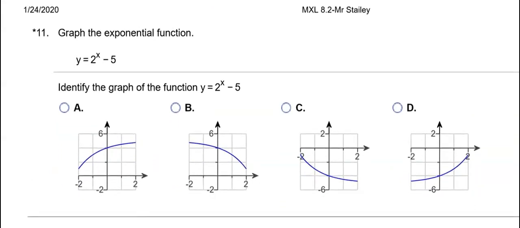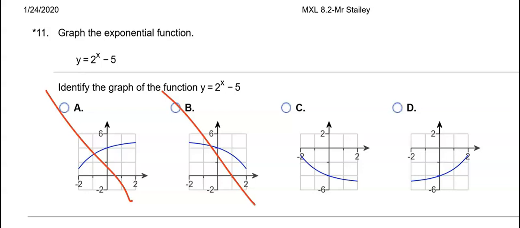All right. So we got exponential growth, right? Because you got that 2 to the x. That's growing. So it can't be A or B because those are upside down. So you can get rid of A and B. Those are bad choices. Then it is being shifted down 5. So find an exponential growth function that's shifted down 5. And that would have to be the one and only letter D.